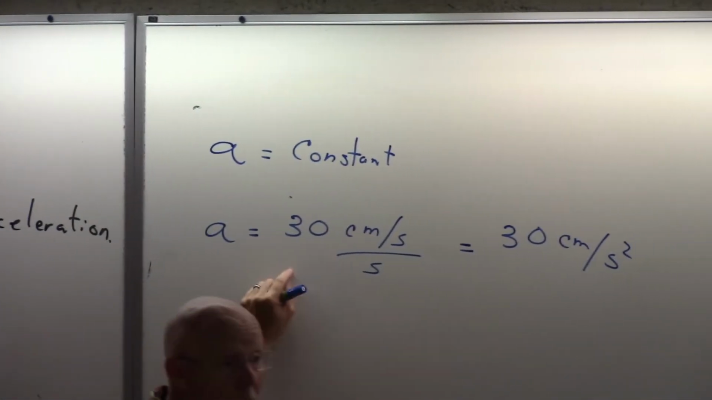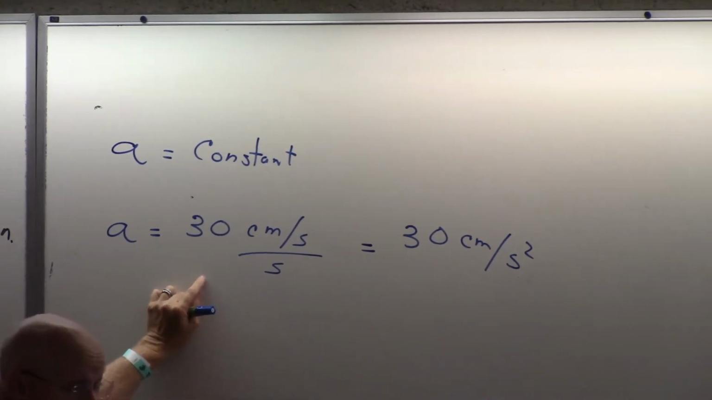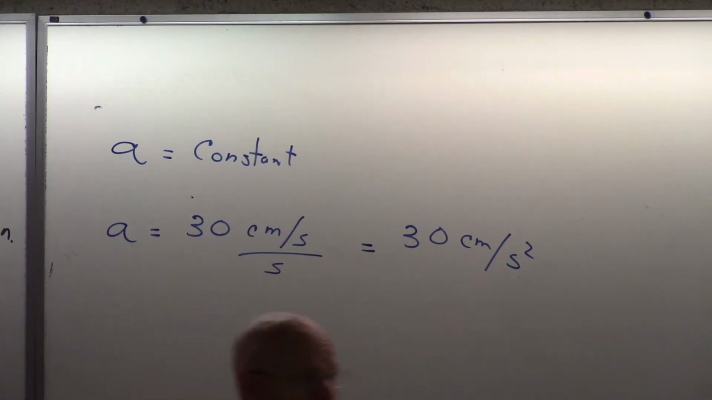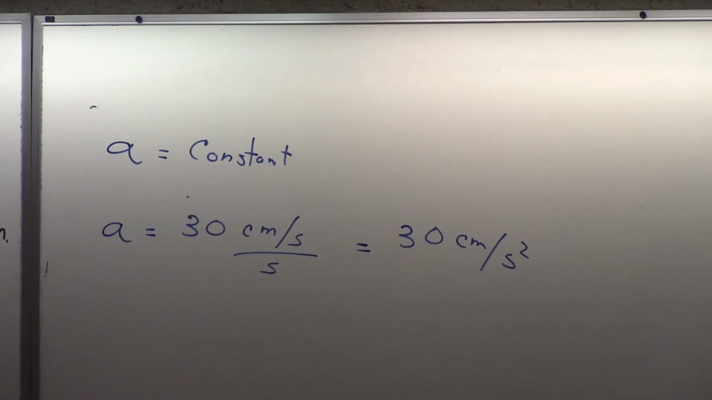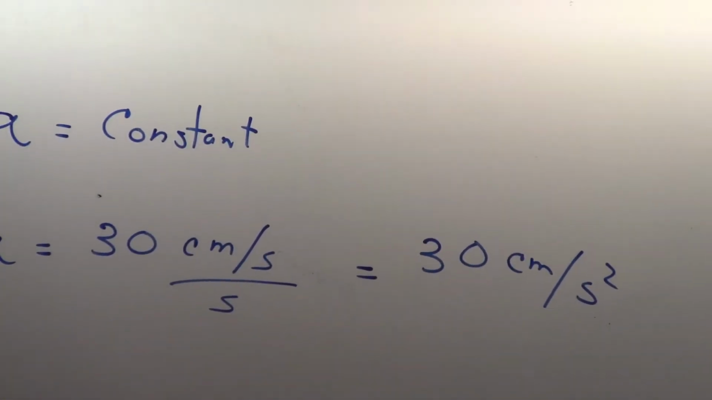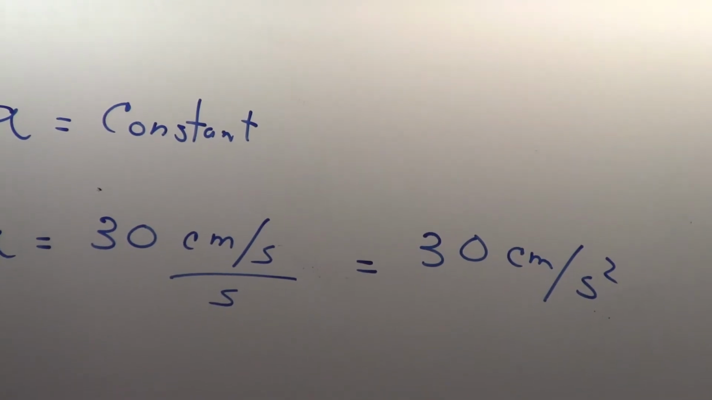But let's talk about what this means. This means it changes its speed by 30 every second. So your comment was the speed would be 0. I would say no. Maybe at one moment it's 0, but it changes by 30. So if it was 0, the next second it would be 30, and then 60, and then 90, and then 120. And that's what we have here.